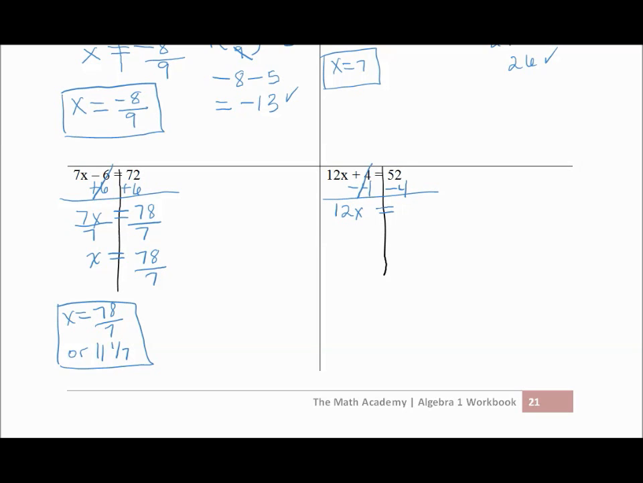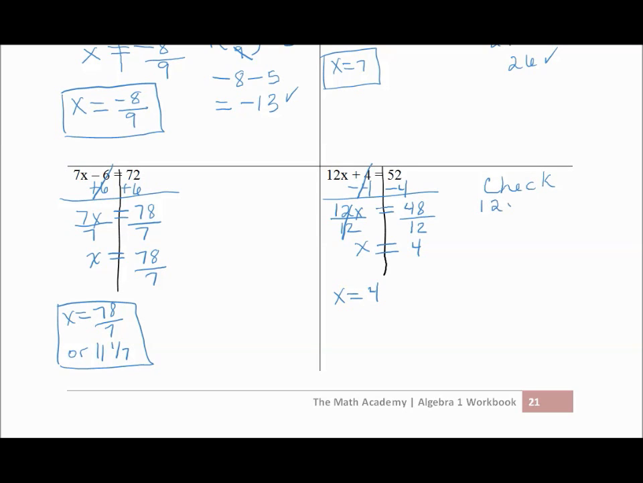Cancels out. 52 minus 4 gives me 48. Then divide by that 12. The 12's cancel out. I'm left with x equals 48 divided by 12, which is 4. So my solution is 4. So I want to check my solution.